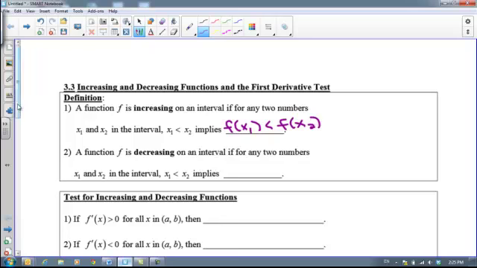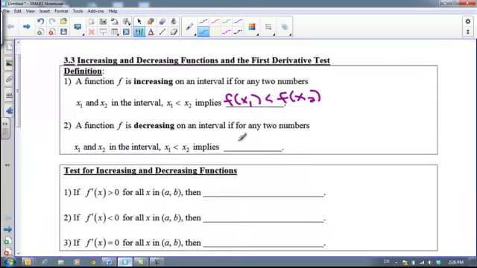And a function is going to be decreasing if the opposite is true, as you move left to right, if the function value or the y-coordinate at x1 is actually larger than the function value at x2, then we're going to be decreasing. So this is a fancy notation way of saying increasing and decreasing.